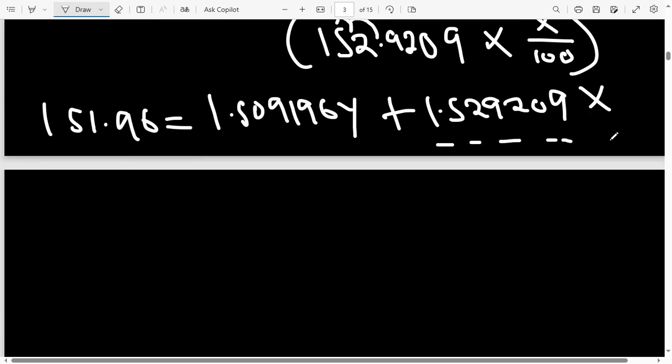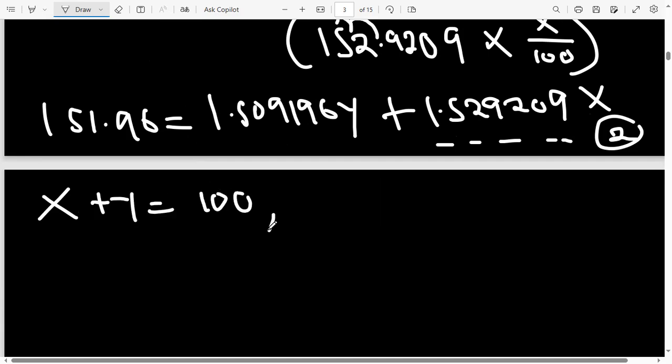This is our equation 2. Now remember that our equation 1 was just x plus y is equal to 100. So from equation 1, we can make one of them the subject of the formula, and then substitute into the other one.